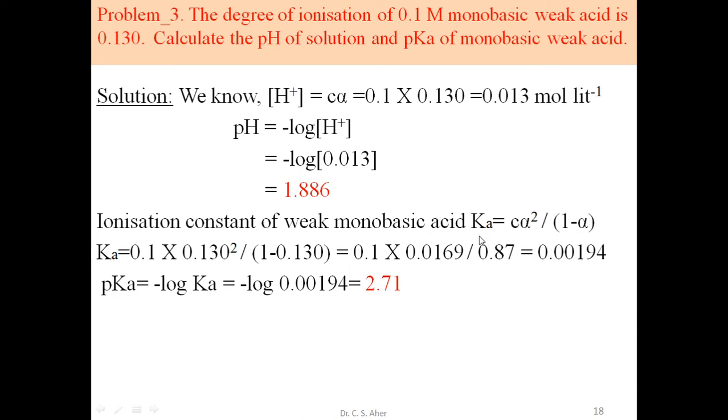What is Ka? Ka is the ionization constant of a weak acid. But in the example they want the pK value. So what is pK? pK is equal to minus log of Ka. Put this Ka value in this equation, minus log of 0.00194, and the final answer is 2.71. So pK is equal to 2.71 and pH is equal to 1.886. So this is the final answer of this example.